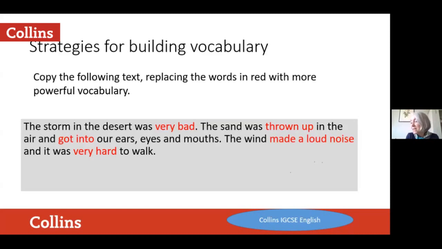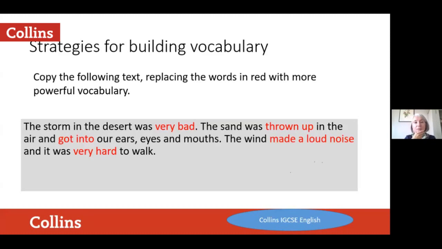Yes. How would we say made a loud noise in a more interesting way? That's what I'm looking for. Thundered. What else? Thundered, yeah. That's my answer, by the way. Okay. Very bad, tough. Thrown up, yeah. Flung, yeah. Thrown up, blown, yeah.